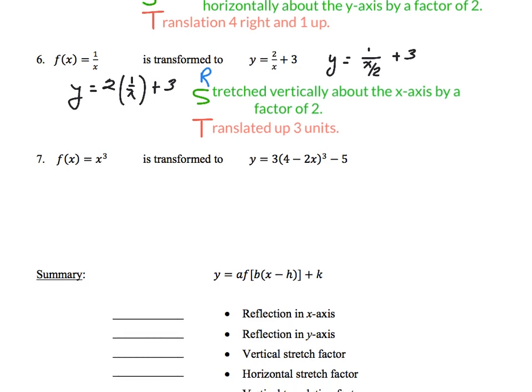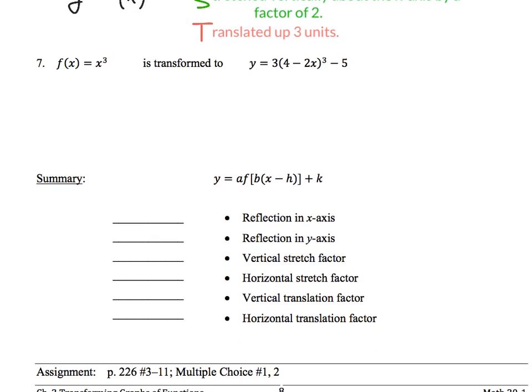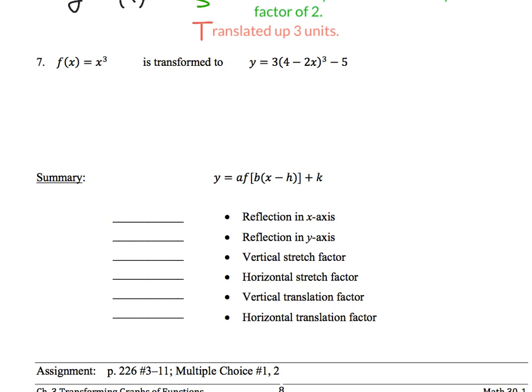Finally, question number 7. I want to begin by rewriting this equation. So we have y equals 3, but then we have a negative 2 multiplied to the x, so I need to factor that negative 2 out in front. So then I'll have an x. When I factor negative 2 from the 4, I will get a minus 2. And that'll all be cubed, and then subtract 5 at the end.